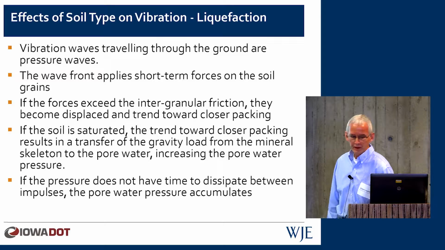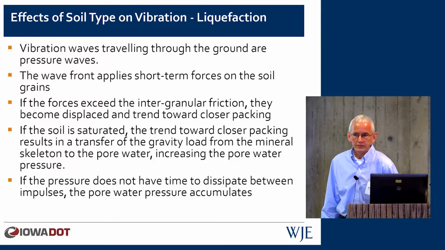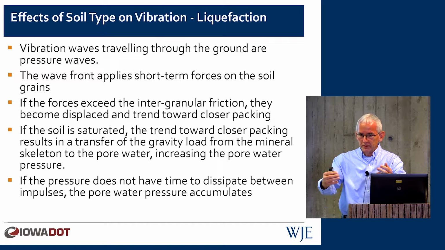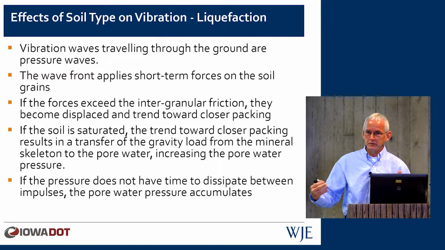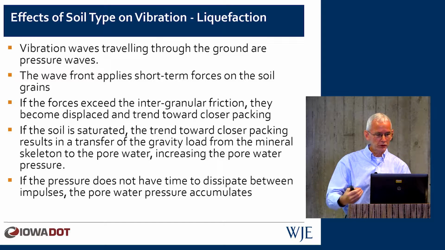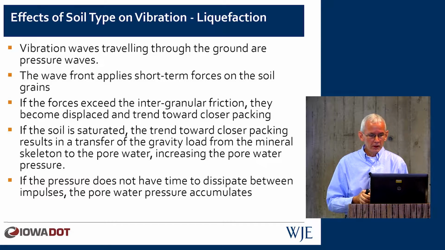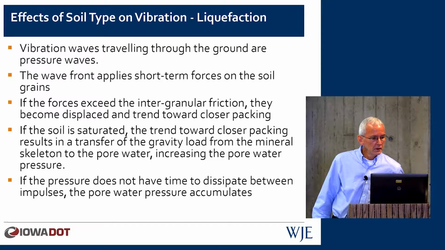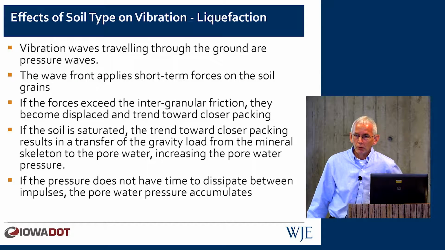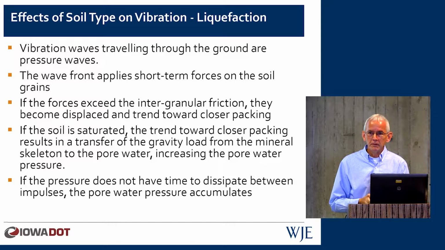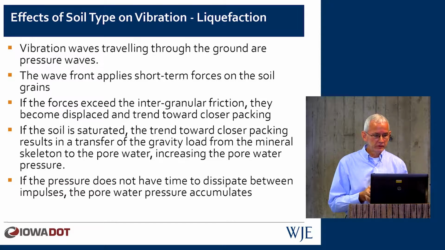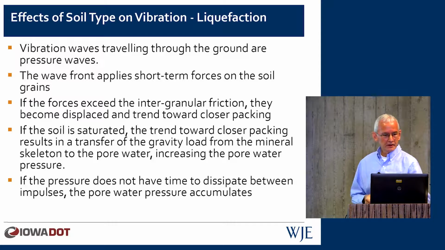As a vibration wave travels through the ground, it's considered to be a pressure wave because it's energy transmitting through the ground, transmitting forces through the grains that transfer those forces from one grain to another as the wave passes through. If that vibration wave is traveling through the water, it applies a pore water pressure on the water that is surrounding the soil. It's an isometric pressure acting in all directions. I guess I'm getting ahead of myself here.